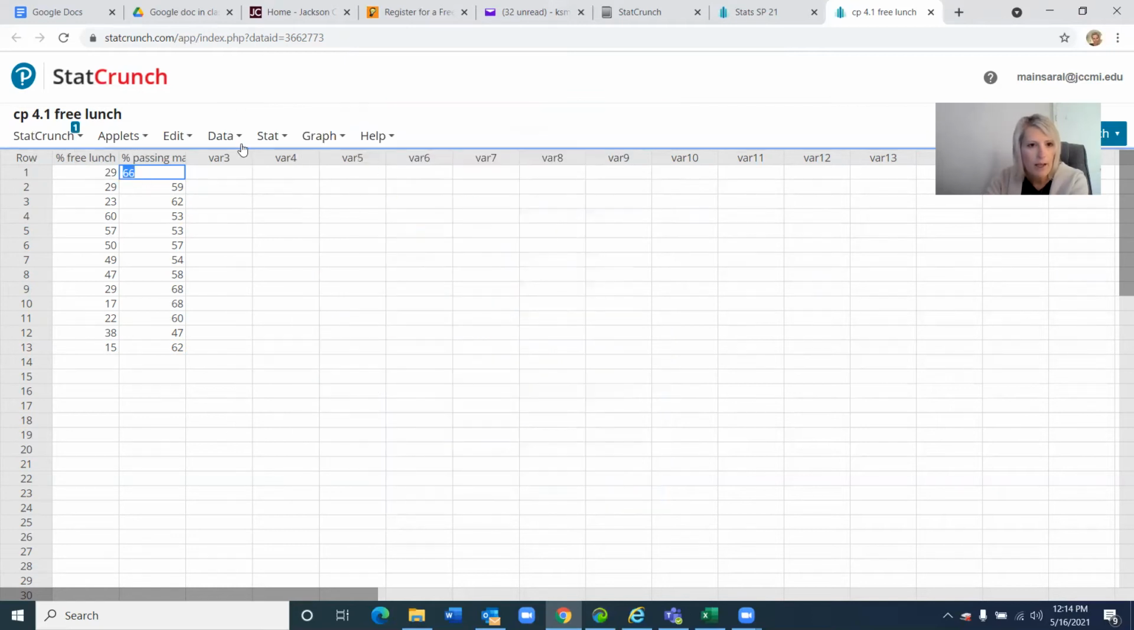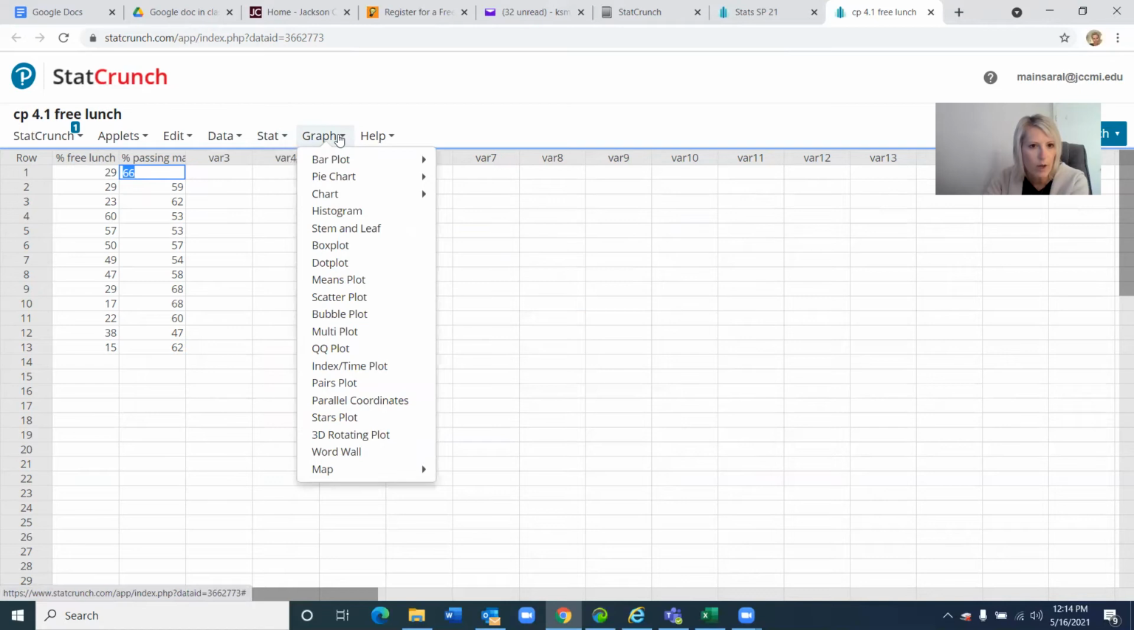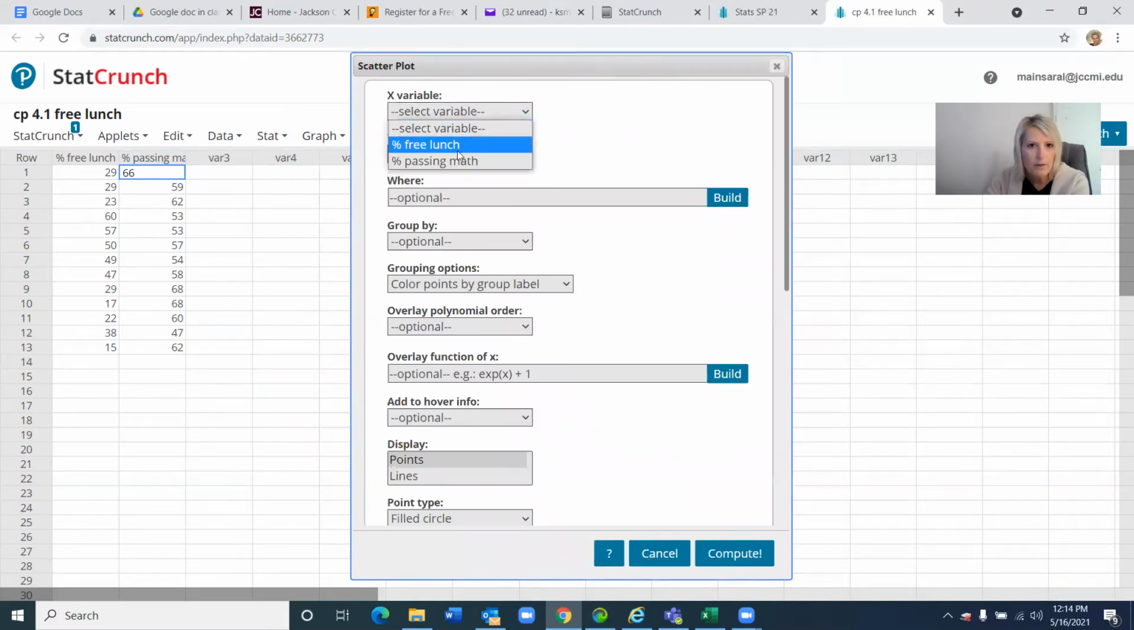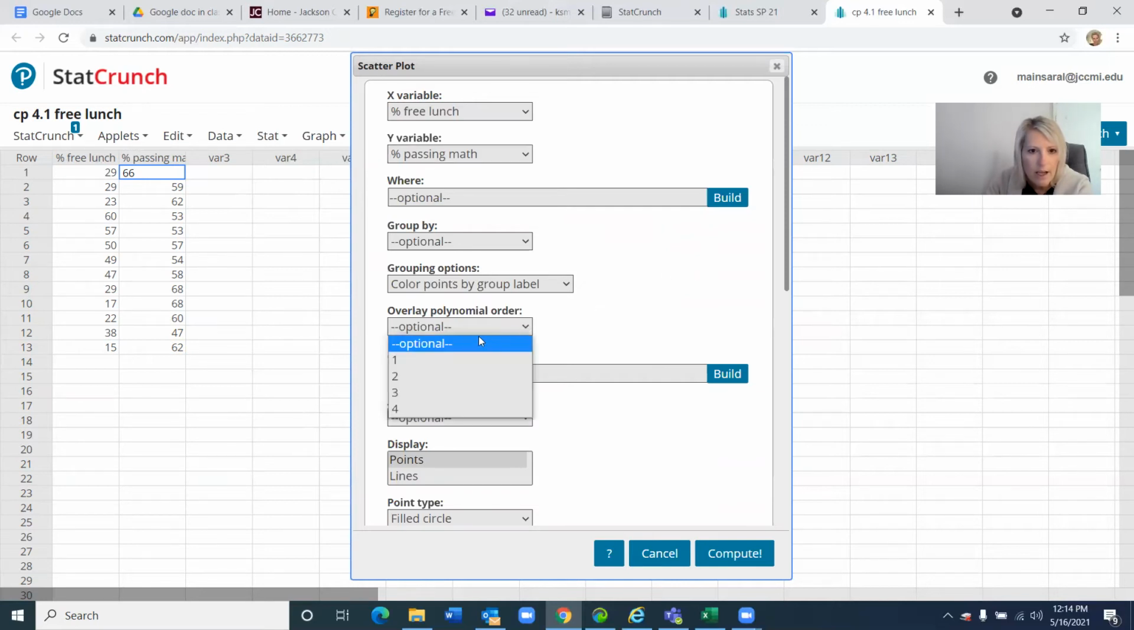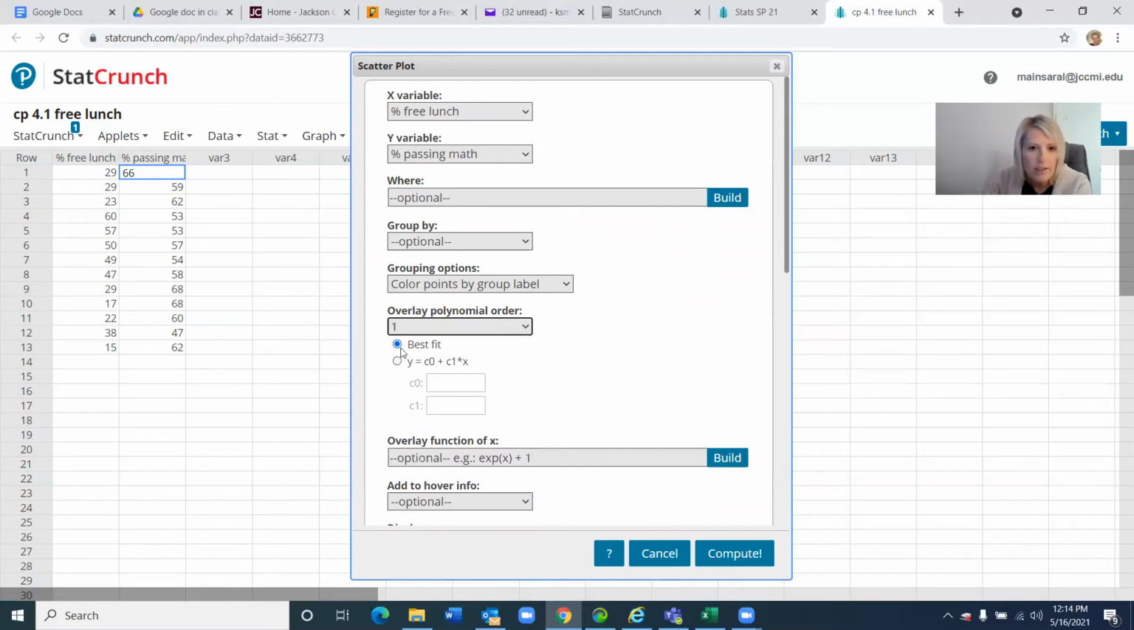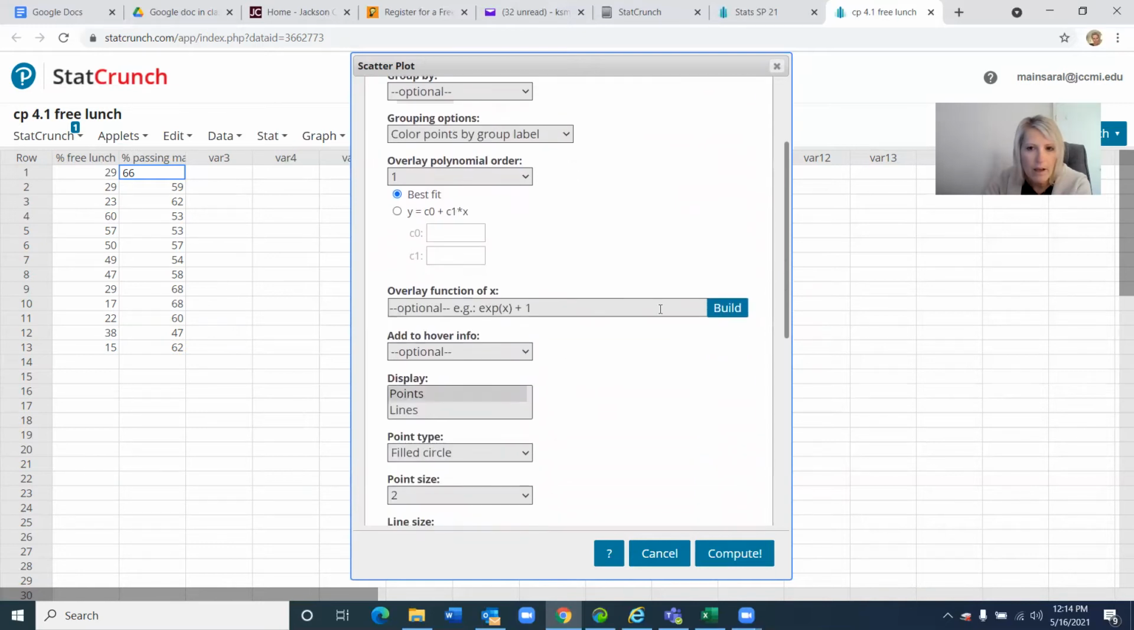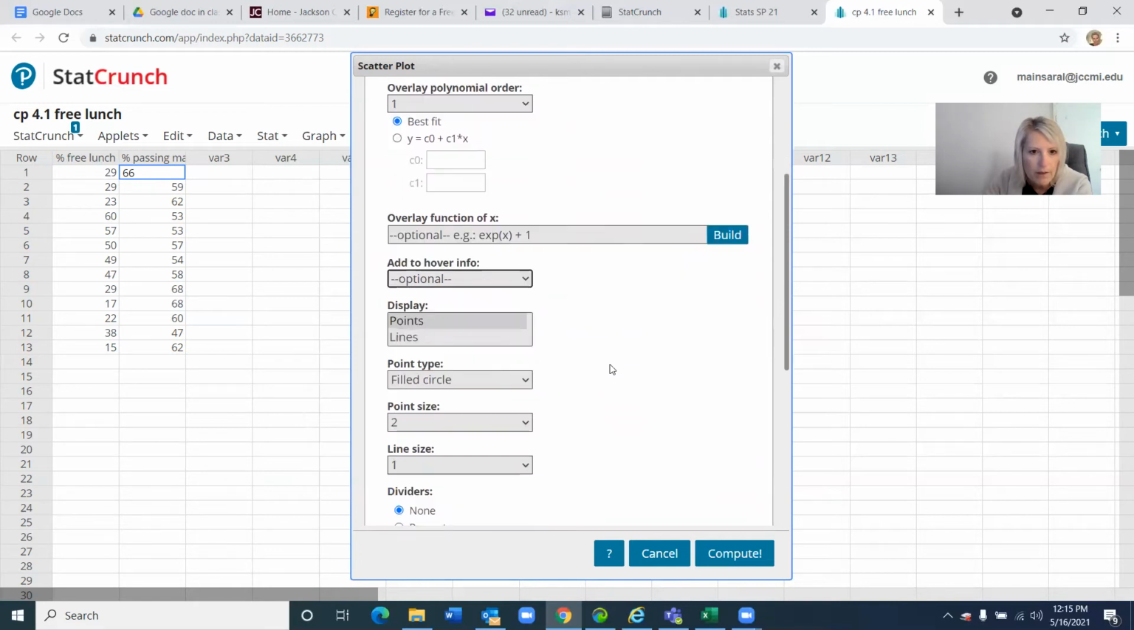Okay, and we could have looked at some graphs if we wanted to as well, just to see what this looks like. So we could go down to scatter plot, and again, choose our percent free lunch and our percent passing math. And you can also go down here and click on an order of 1 overlay polynomial and just click on best fit. And then I think that's all we want to do.